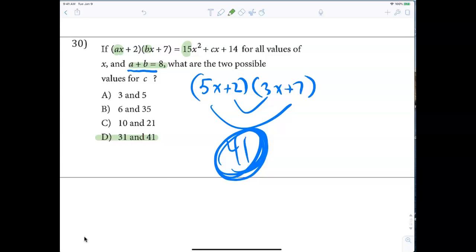Now, we got 41, so the question is, how do I get the 31? Okay, let's say something smart now. Finish off the problem. I said we got 41. My question is, how do I get the 31? And you said you knew. How do I get the 31? Someone else.